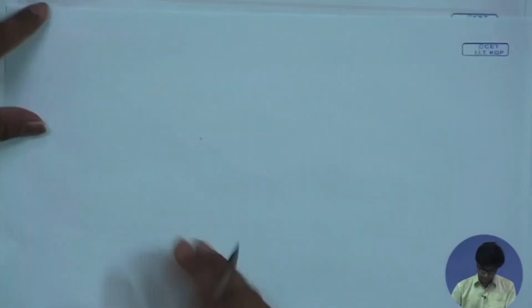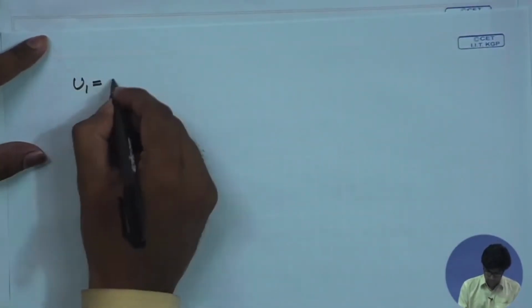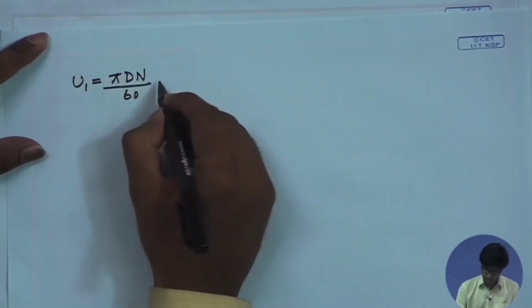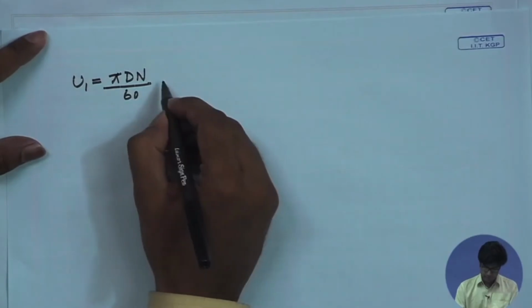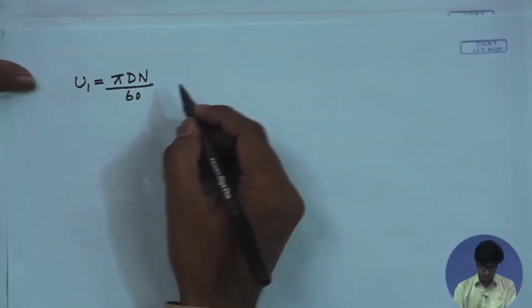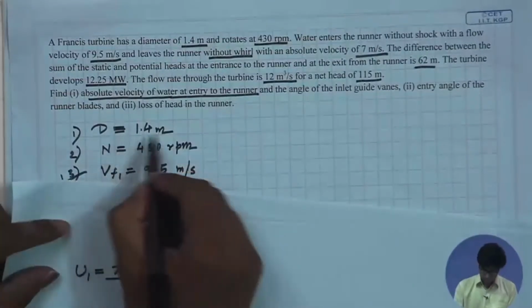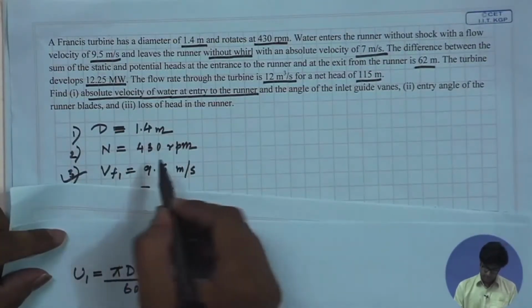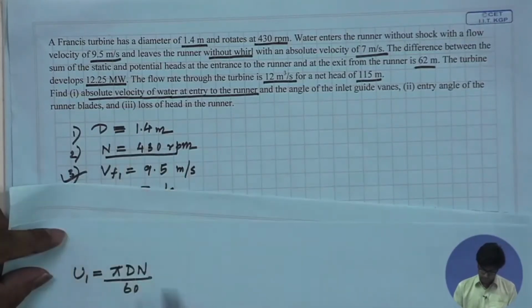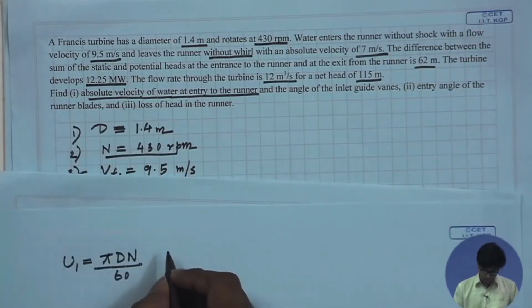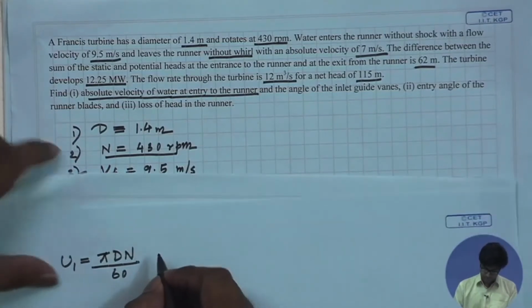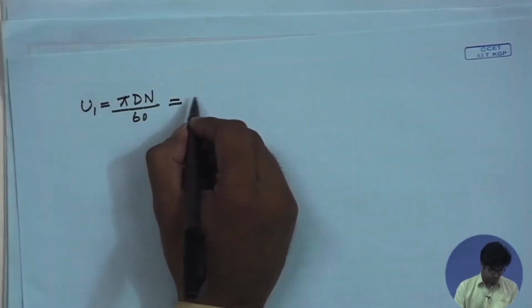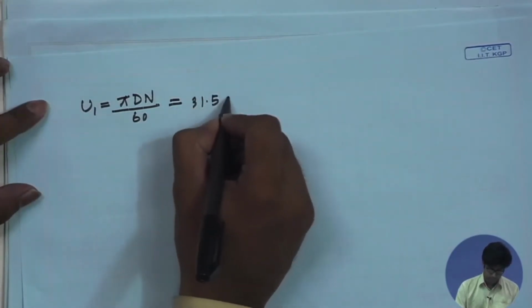That is, U1 is equal to pi D N by 60, where D is the diameter of the runner blade, which is given, and N is the rotational speed of the runner, which is also given. The diameter of the runner is given as 1.4 meters, and the rotational speed of the runner is given as 430 rpm. Substituting these values, we get the peripheral velocity of the runner blade as 31.5 meter per second.